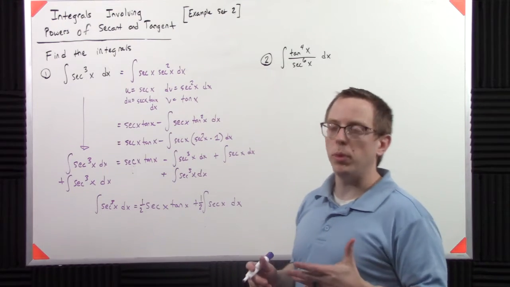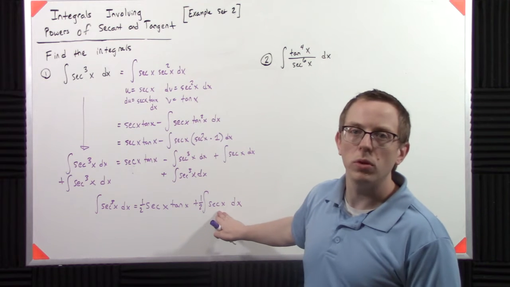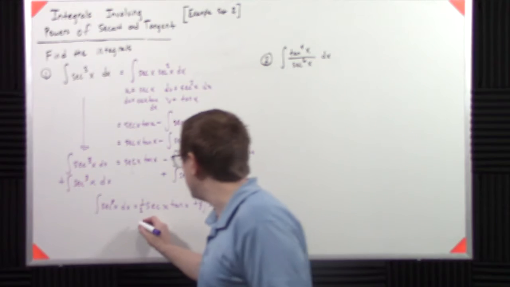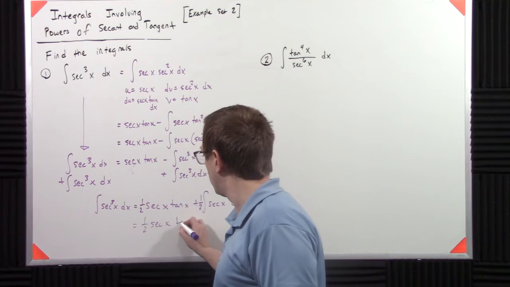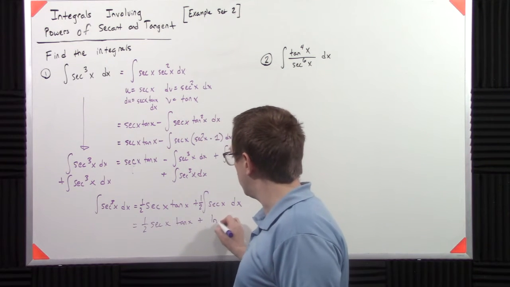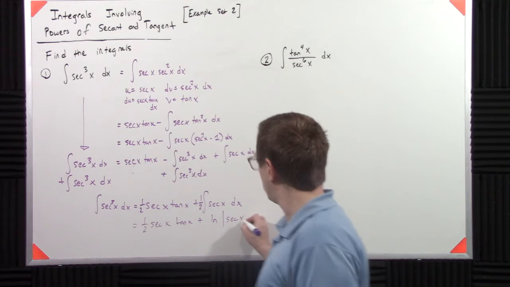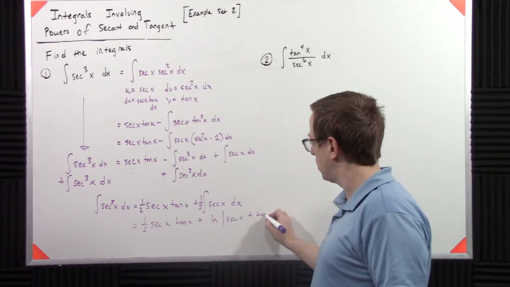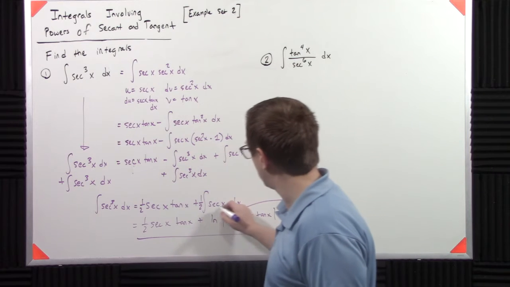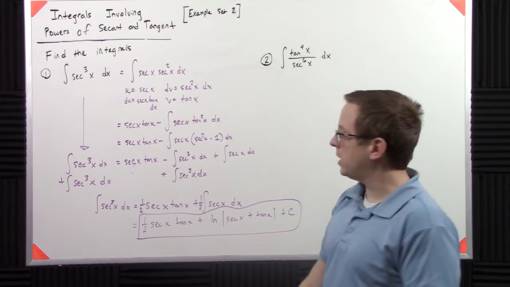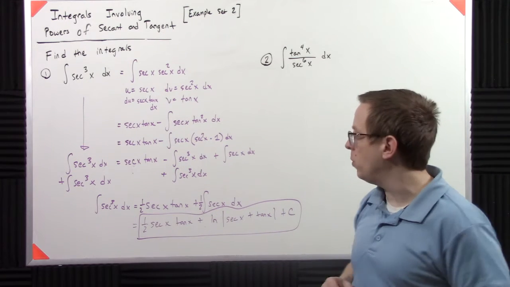And you may not remember, but you can look that up in a table: the integral of secant of x dx, we'll get there, is the natural log of secant x plus tangent x. And so that's how you solve that type of problem.